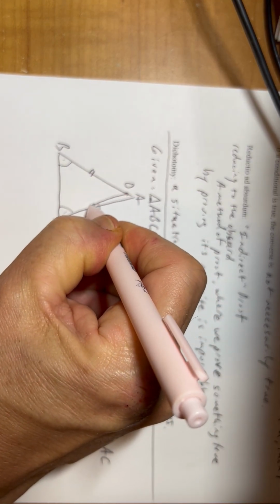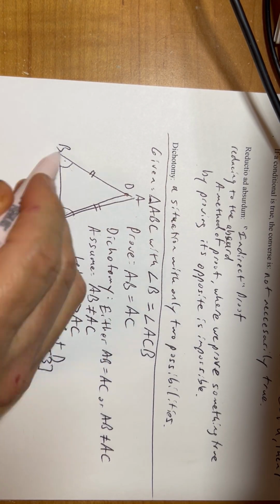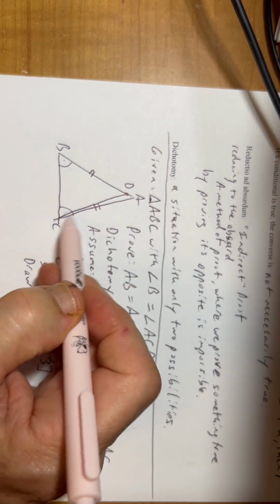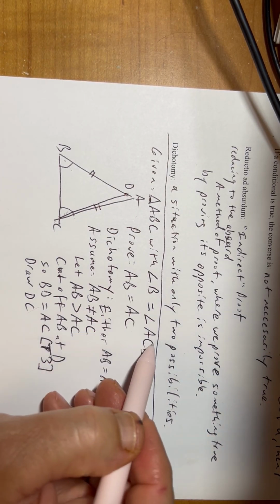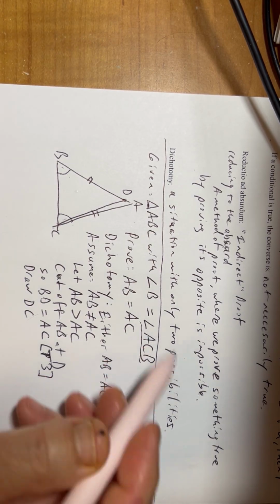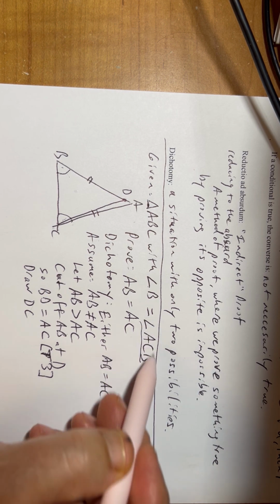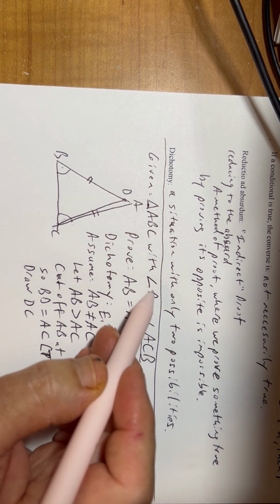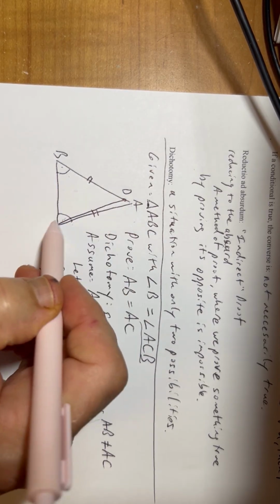Now, DC actually cuts angle ACB into two angles, doesn't it? ACD and DCB. All right, that's why we had to call this ACB up here, because there can't be 3 different angle C's. So if we had called this angle C, we would now be confused. Angle B is equal to which angle C? Well, it's the big angle C, ACB.